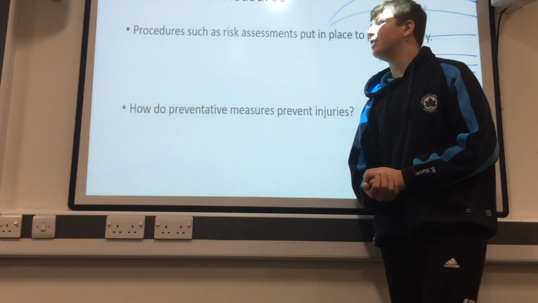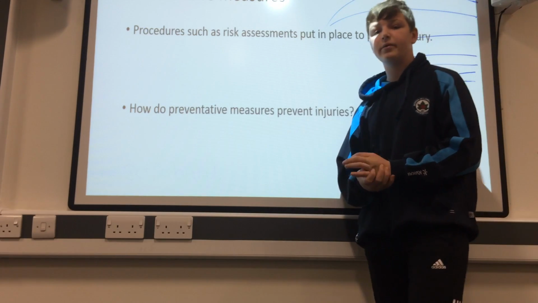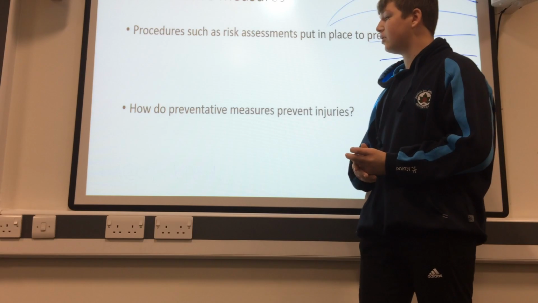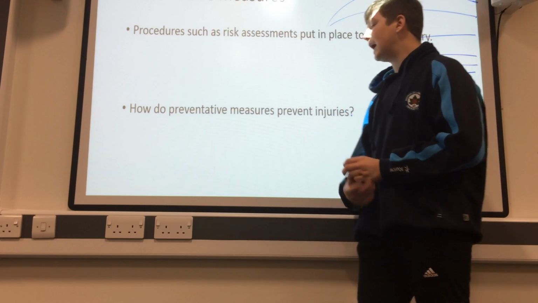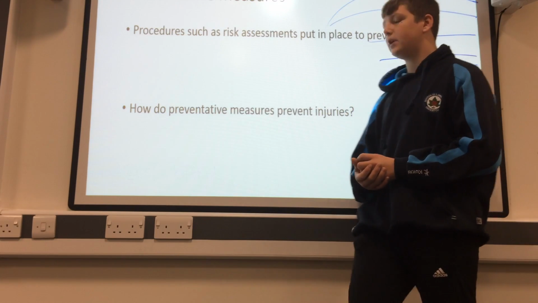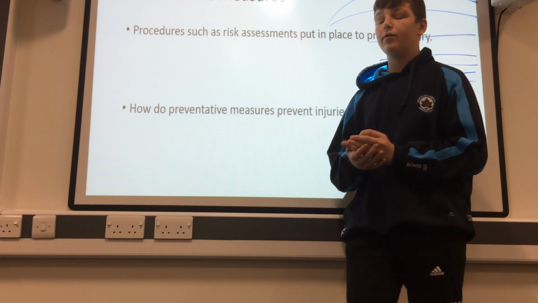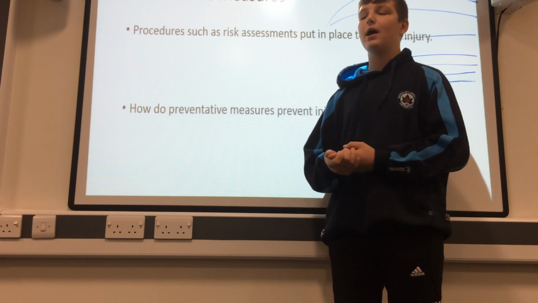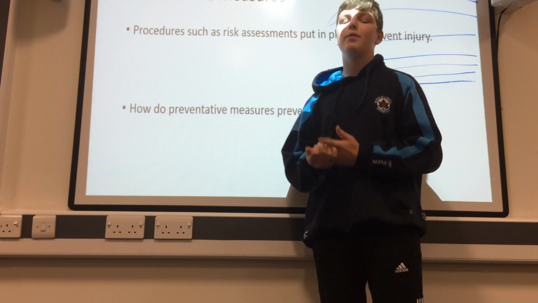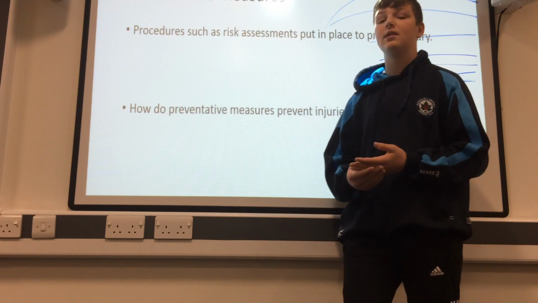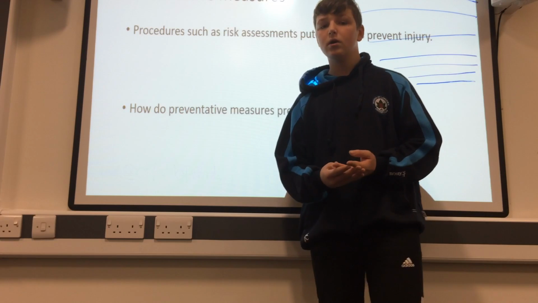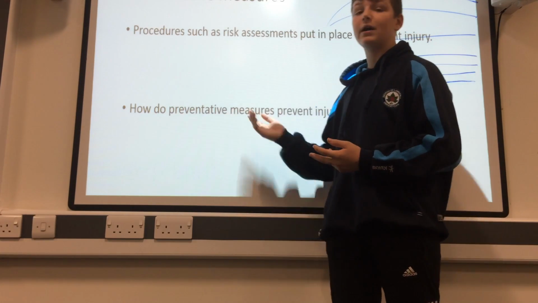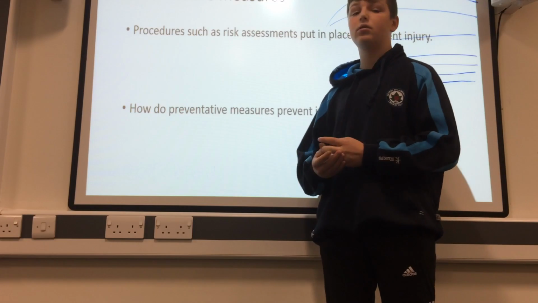Preventative measures. So these are procedures such as risk assessments to make sure that the place where you're playing is actually safe to play in. Now, how do preventative measures prevent injuries? So basically, things such as risk assessments, they make sure that not only the area where you're playing, but the equipment, the coaching, everything is safe for you to work within. So this is a key factor to use when you're going into exercise.